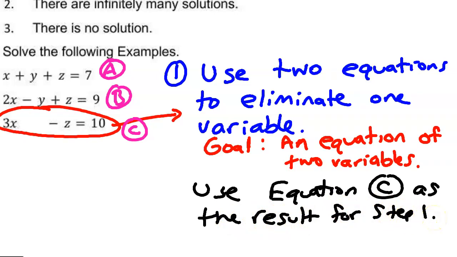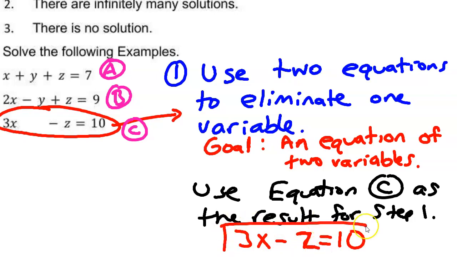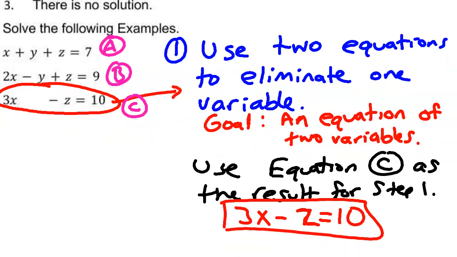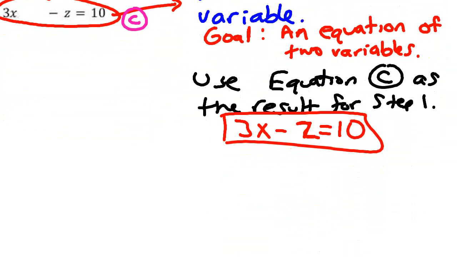And so that will give me this equation here. I'll have 3x minus z equals 10. Again, this is a z right here. That's my outcome from step one. It was just given to me. I didn't have to do the actual work to produce that. Step two is to use a different pair of equations and eliminate the same variable. So using this equation for step one, the variable that's missing is the y, right? So y has been eliminated from this equation.